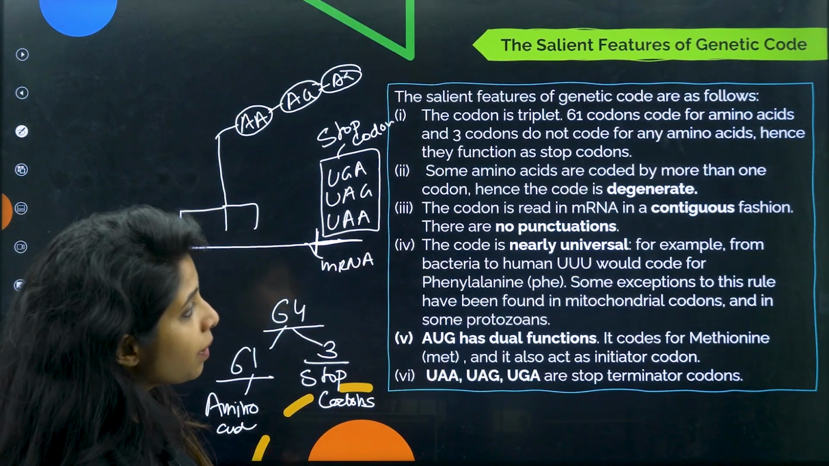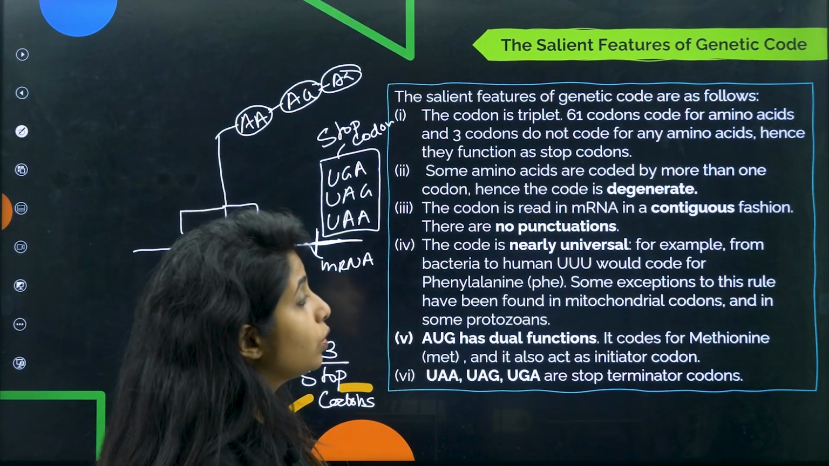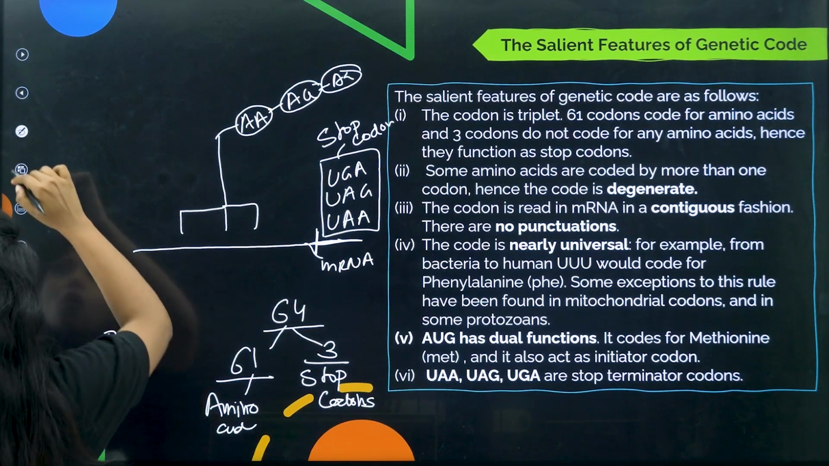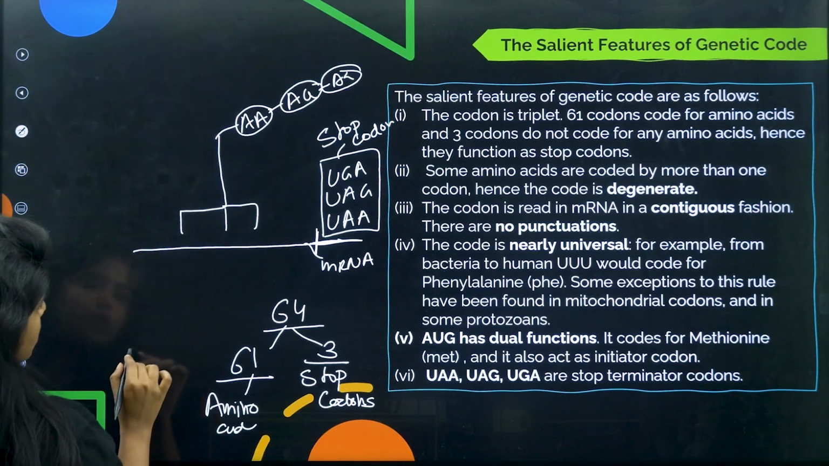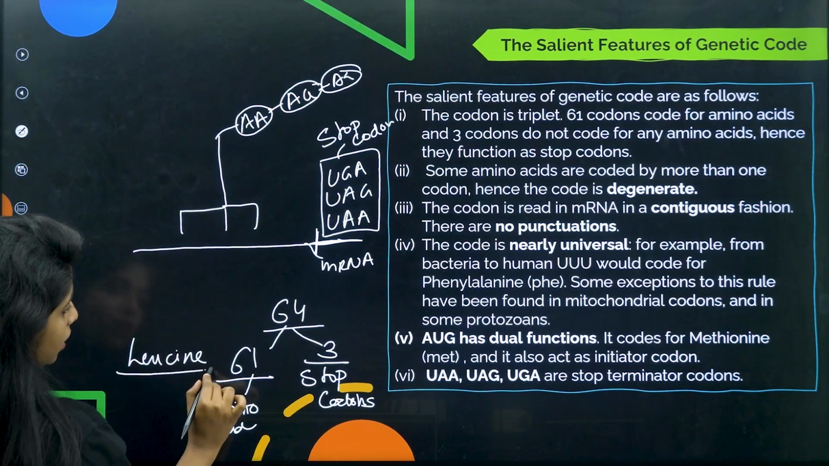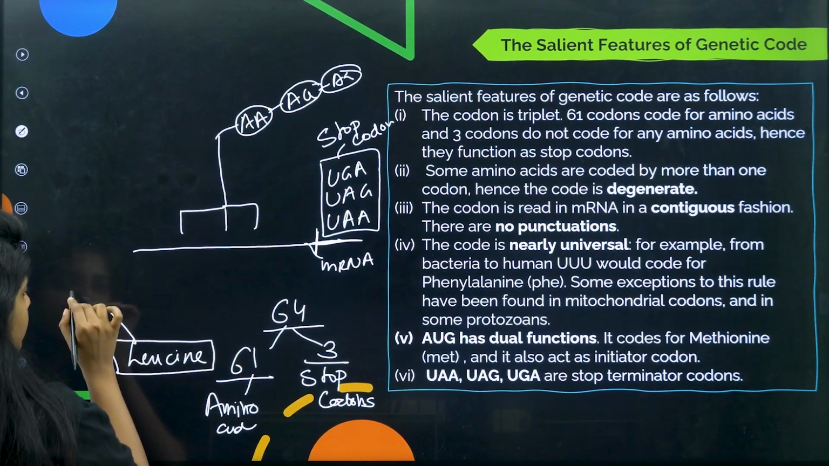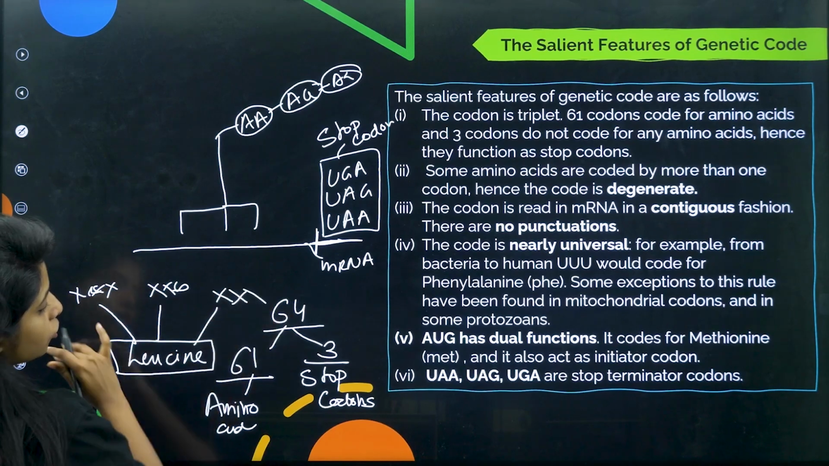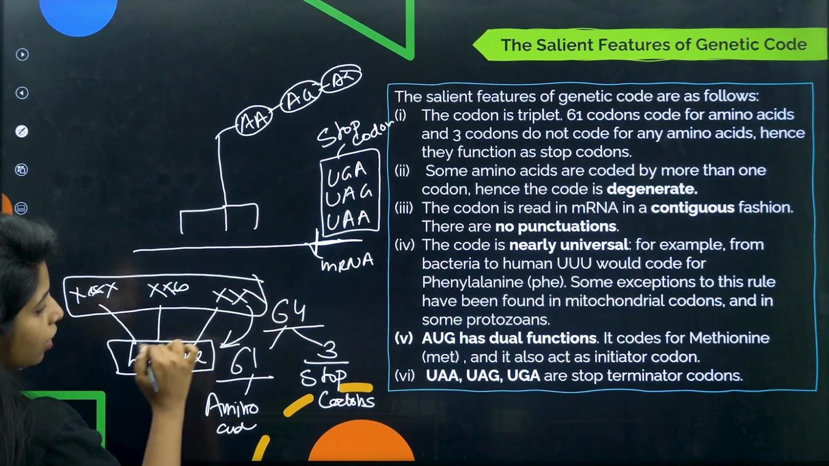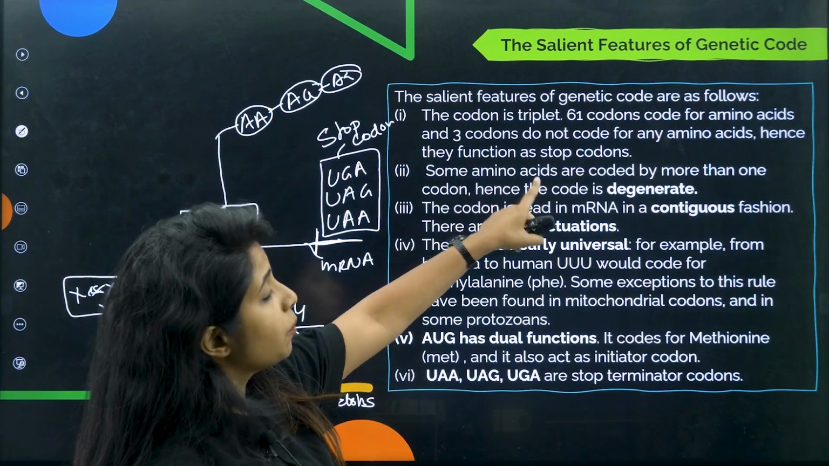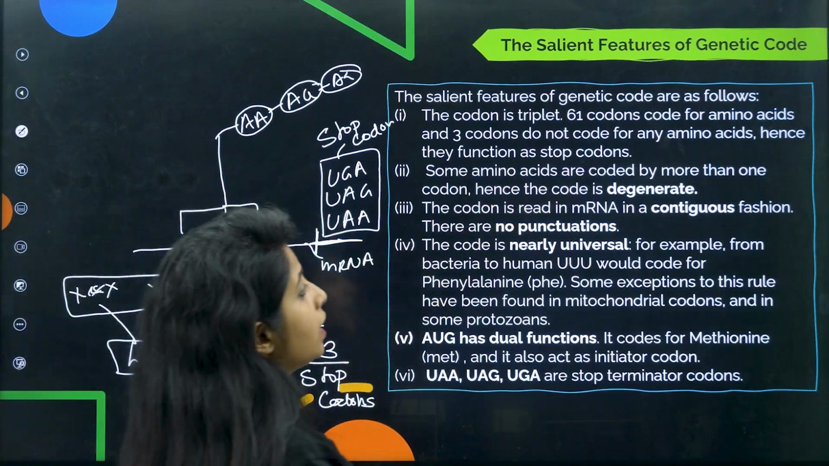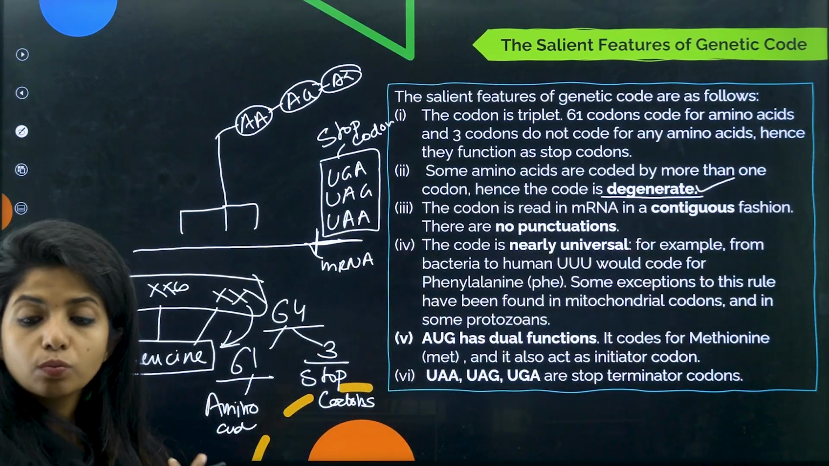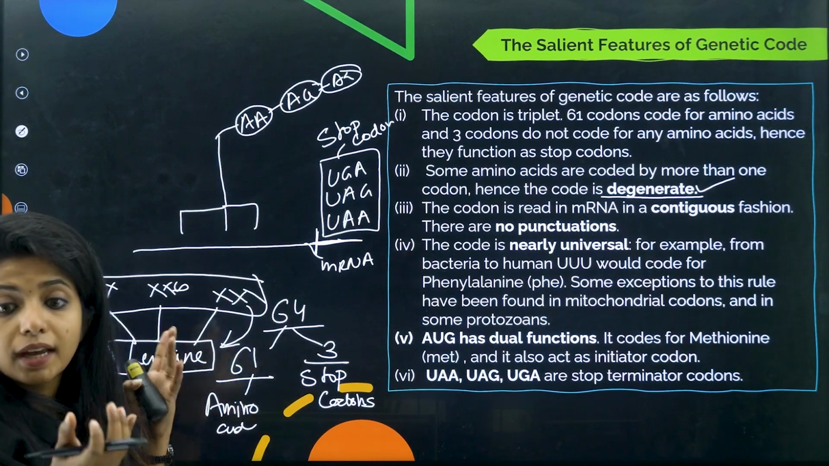Now going ahead, some amino acids are coded by more than one codon, hence the code is degenerate. So basically, for one amino acid, for example phenylalanine or leucine, leucine is an amino acid. I say leucine is being formed by this codon, and then this codon, and then another codon. So, there are different codons coding for one amino acid. Hence, what is the feature? Since amino acids are coded by more than one codon, the code is degenerate. What do you call this feature? Degenerate, when more than one codon is coding for the same amino acid.